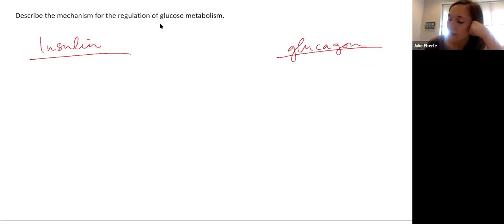Now, under what conditions is an alarm going to go off in our body that we need to synthesize or release active insulin? When your blood glucose is too high. When our blood glucose is too high. That's exactly right.